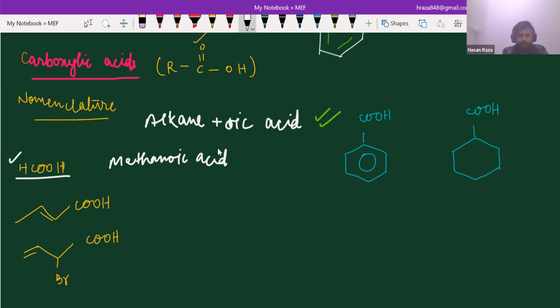See, I'm going to do the nomenclature of this. As you can see, this is the first carbon. We are going to give preference to the functional group: 1, 2, 3, 4. So there is no branch, so jump to the parent chain. How many carbons? Then go to the nature of bond. On the second carbon, it is ene, and on the first carbon, it is oic acid. So we can write but-2-enoic acid.